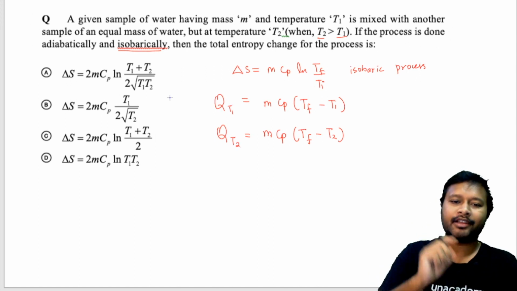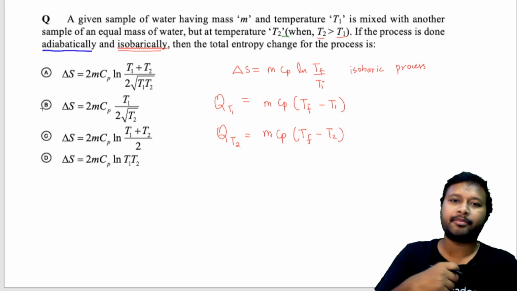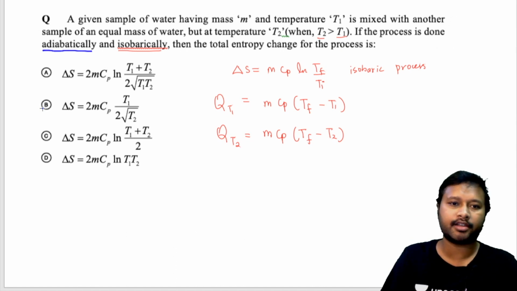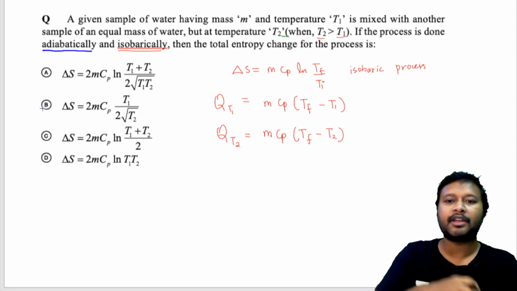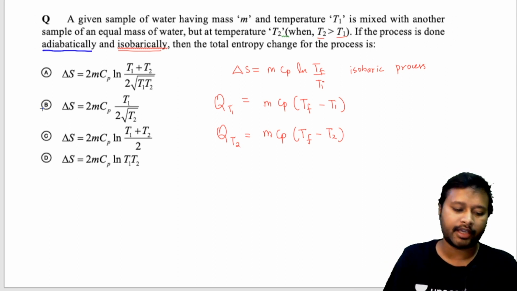Now one thing which you have to keep in mind is that the process is adiabatic. That means heat given to the system and heat taken by the system, overall heat is remaining conserved. So there is no heat which is lost from the system. That means the first system is going to lose some heat and the second system is going to gain some heat. So just write down that thing because overall heat is going to be conserved.